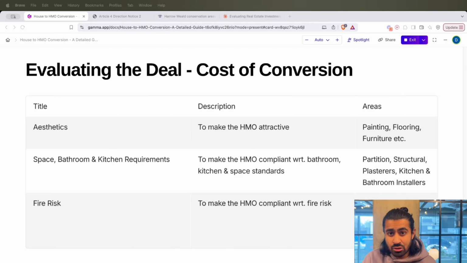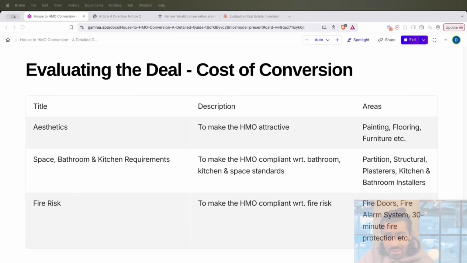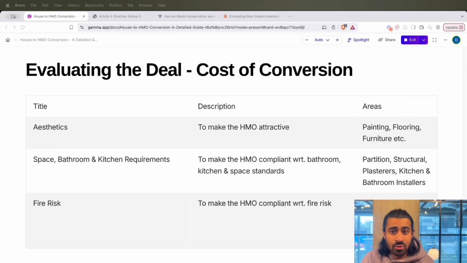Is there any material changes that were required to the property to adhere to the requirements that we mentioned earlier? And then finally, there is fire risk, which is essentially the fire doors, fire alarm systems, things like that, that we would need to carry out to make the property compliant from a fire risk perspective.